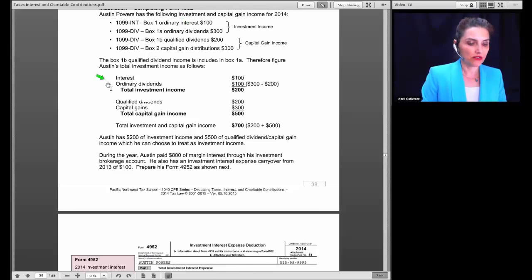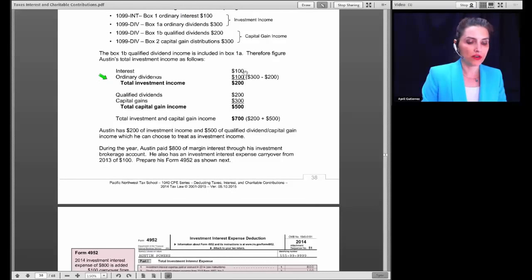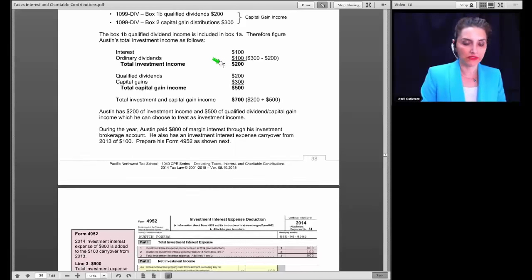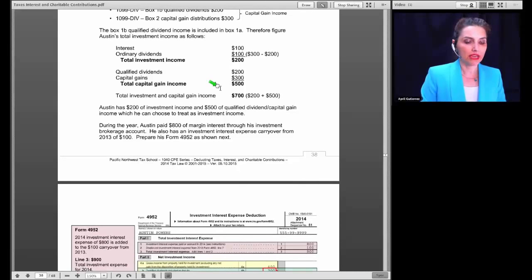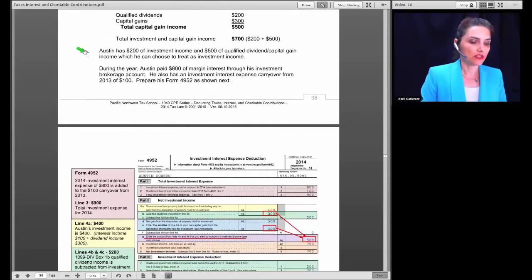So interest of $100 plus ordinary dividends of $100 gives him $200 of investment income. He then has qualified dividends of $200 plus capital gains of $300, giving him capital gain income of $500. The total investment plus capital gain income is therefore $700. Now, Austin has $200 of investment income, $500 of qualified and capital gain income. He can choose to treat that capital gain income as investment income if he wants to.